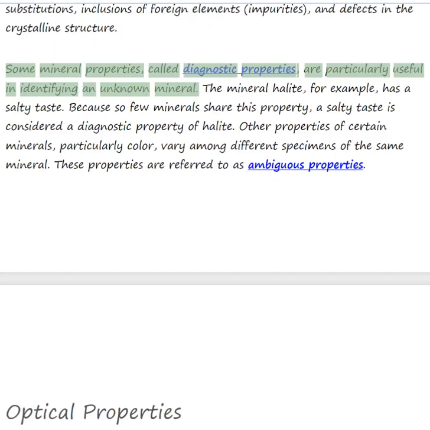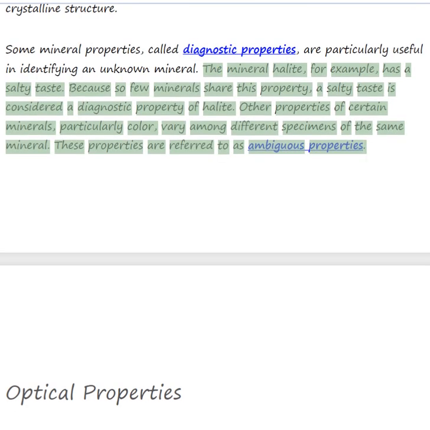Some mineral properties, called diagnostic properties, are particularly useful in identifying an unknown mineral. The mineral halite, for example, has a salty taste. Because so few minerals share this property, a salty taste is considered a diagnostic property of halite. Other properties of certain minerals, particularly color, vary among different specimens of the same mineral. These properties are referred to as ambiguous properties.